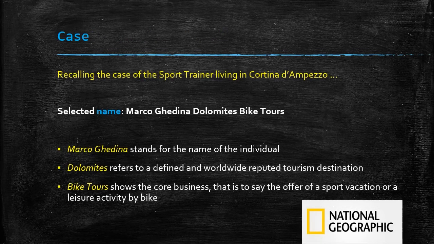Case. Recalling the case of the sport trainer living in Cortina d'Ampezzo, you can imagine naming the business, Marco Godina Dolomites Bike Tours. Marco Godina stands for the name of the individual. That is unique regardless. Dolomites refers to a defined and worldwide reputed tourism destination. That is a fact a large number of people know. Bike tours shows the core business, that is to say the offer of a sport vacation or a leisure activity by bike. The terms, bike and tours, can immediately catch the attention of the people searching for that kind of holiday experience.